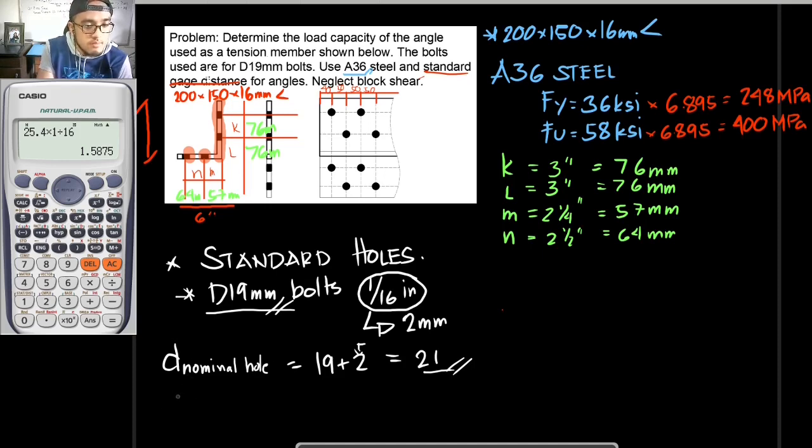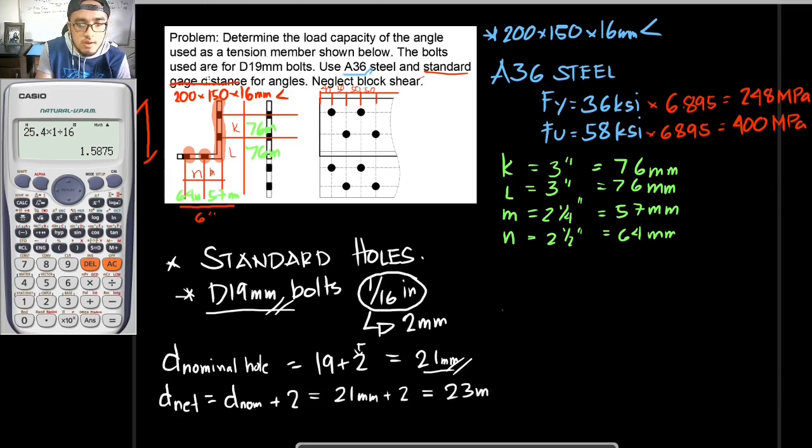And as for the diameter net, once again, after you have solved for the diameter of the nominal hole, as per NSCP provision, magdadagdag ka ulit ng 2 mm. So, that is to be the nominal hole plus 2. So, that is to be 21 mm plus 2. So, this is to be 23 millimeters. This is the diameter of the hole that we are to be using in our computations. So, now that we already have those, let's proceed with the next step.